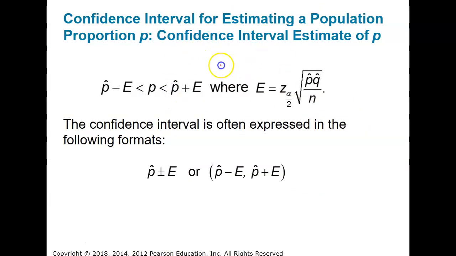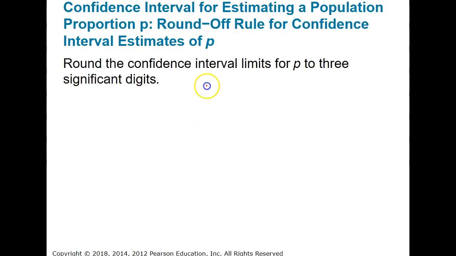Okay, so to go ahead and build the confidence interval, once we've calculated this margin of error, we're going to add it to the p-hat and construct this confidence interval here. So as far as rounding, we want to round it to 3 significant digits.